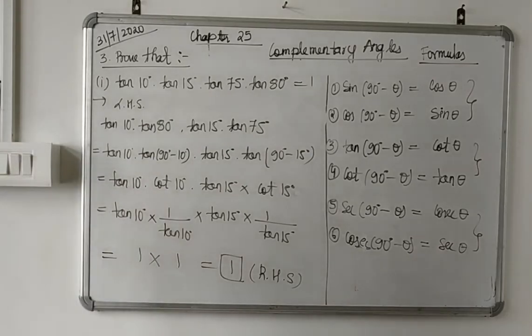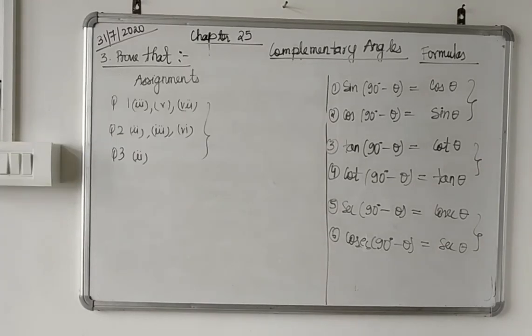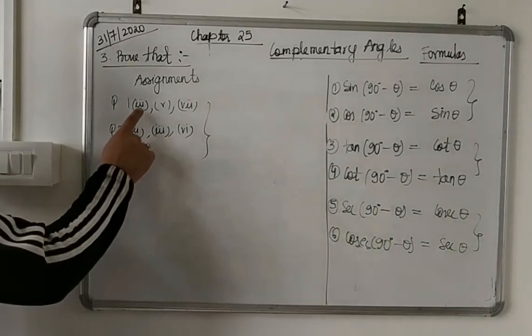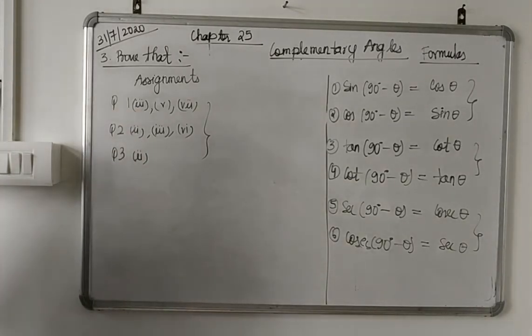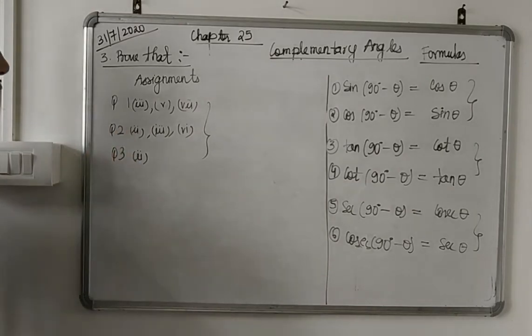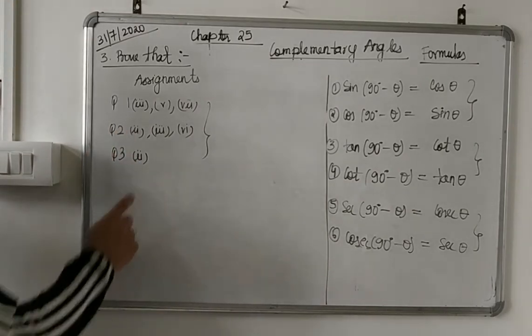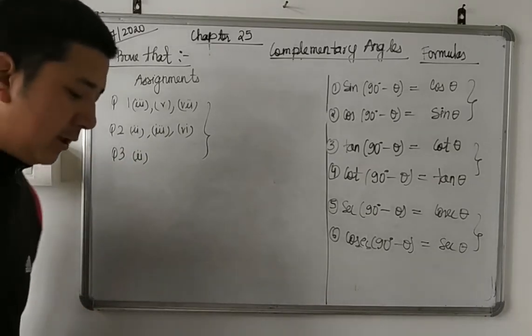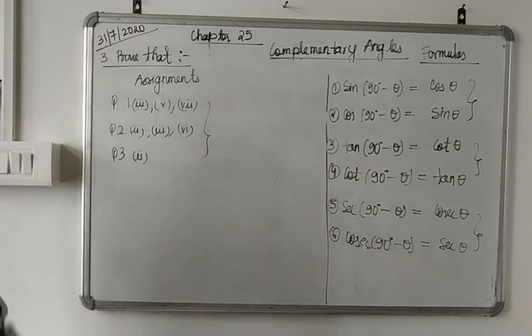Okay, so that's it for today. I'll just write the assignments for today now, and then we'll end the class. Pause the video and note it down. Alright, your assignments for today will be question number 1, part 3, 5, 7, question number 2, part 2, 3, 6, question number 3, part 2. Okay, so these sums you will complete along with today's class video and send along with the assignments by tomorrow.